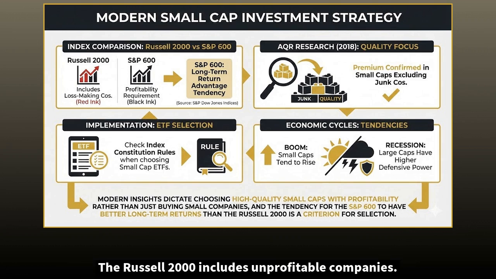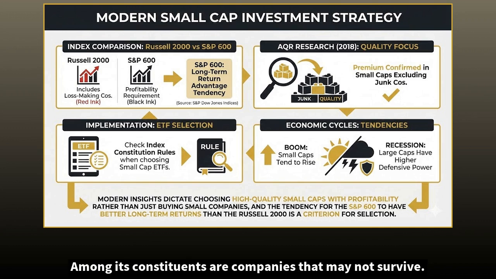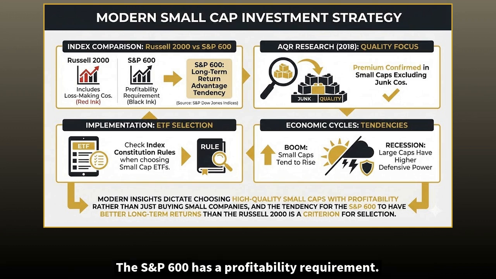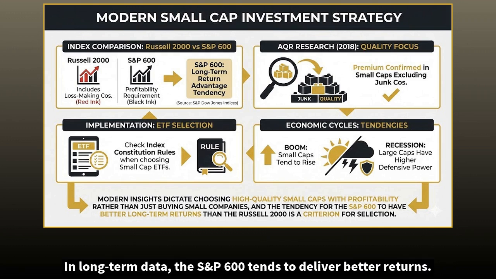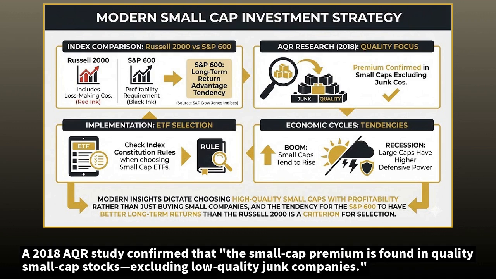The Russell 2000 includes unprofitable companies. Among its constituents are companies that may not survive. The S&P 600 has a profitability requirement. Only companies generating earnings are included. In long-term data, the S&P 600 tends to deliver better returns. A 2018 AQR study confirmed that the small-cap premium is found in quality small-cap stocks, excluding low-quality junk companies.